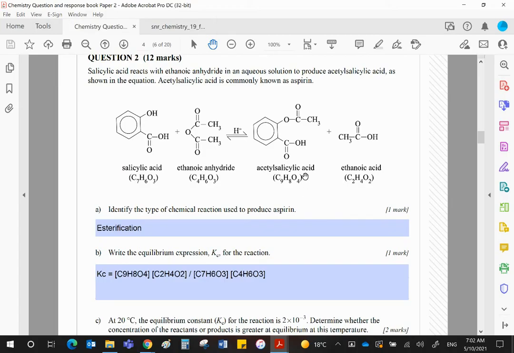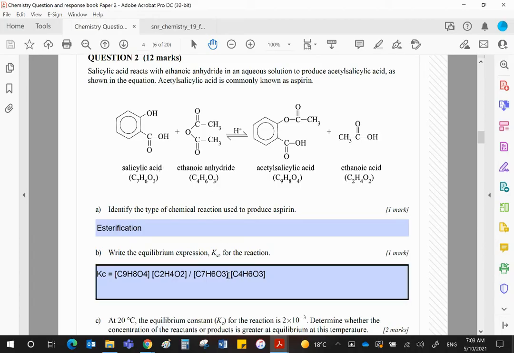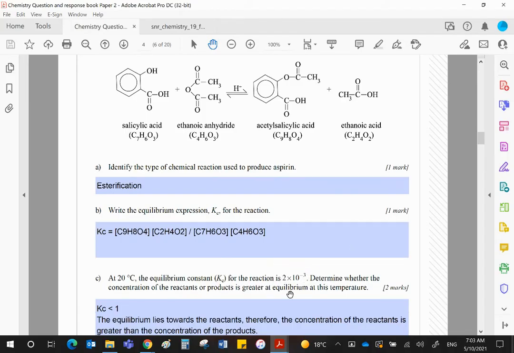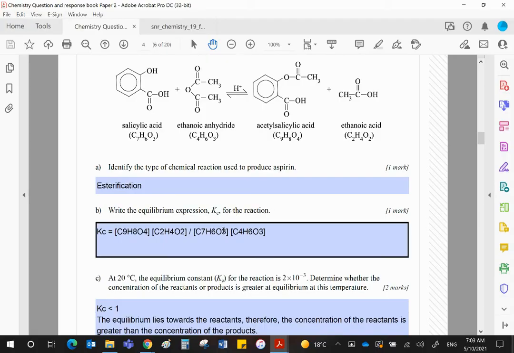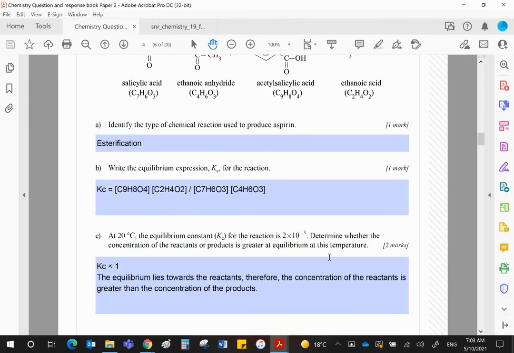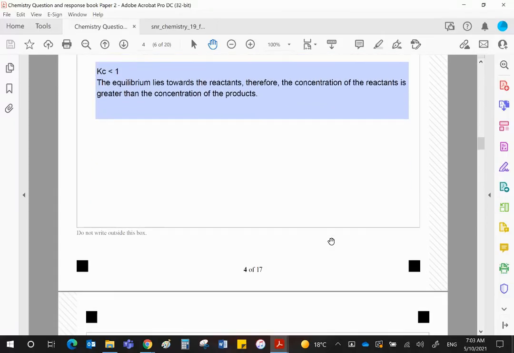The Kc expression using the simplified molecular formulas, this concentration times that concentration over that concentration times that concentration. Determine whether the concentration of reactants or products is greater. If the Kc is small, certainly less than 1, then effectively the reactants must be greater than the products. And that's all they're asking. All right, so the concentration of reactants would be greater if K is less than 1.